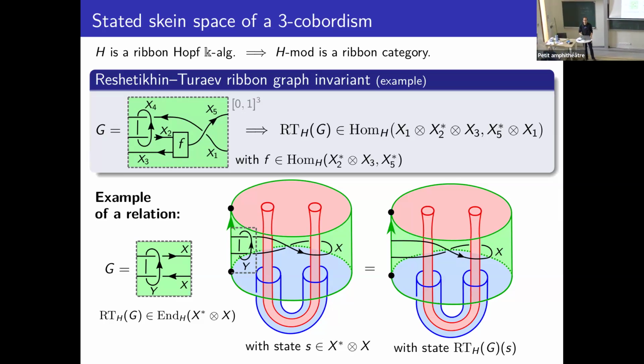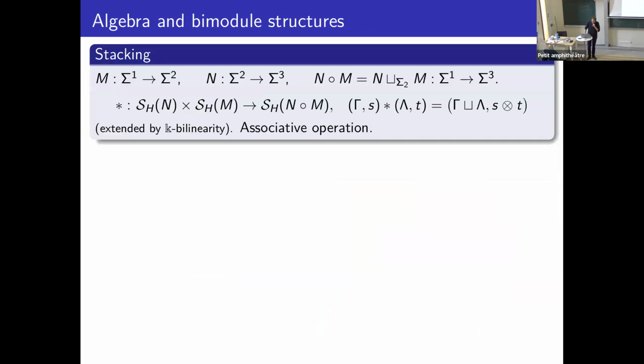Other questions? Okay, so these are the vector spaces that we assign to three cobordisms. And now let's see their algebraic structure. So they carry a natural algebraic structure.